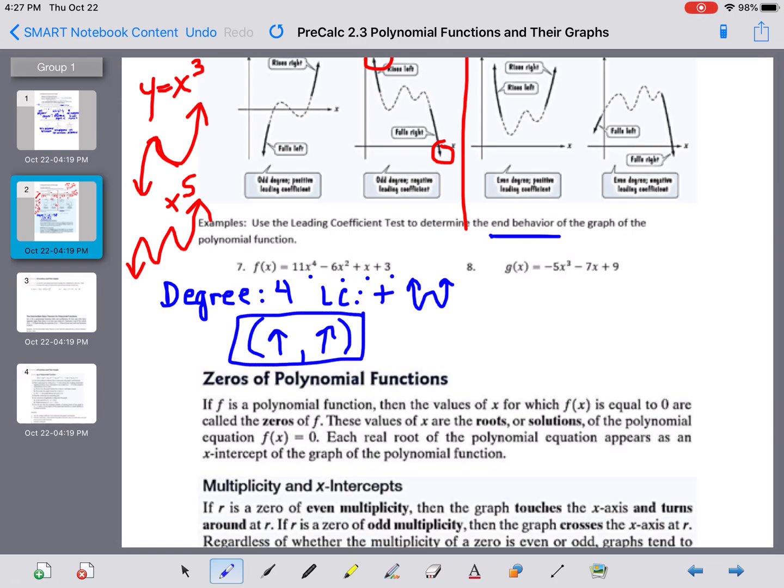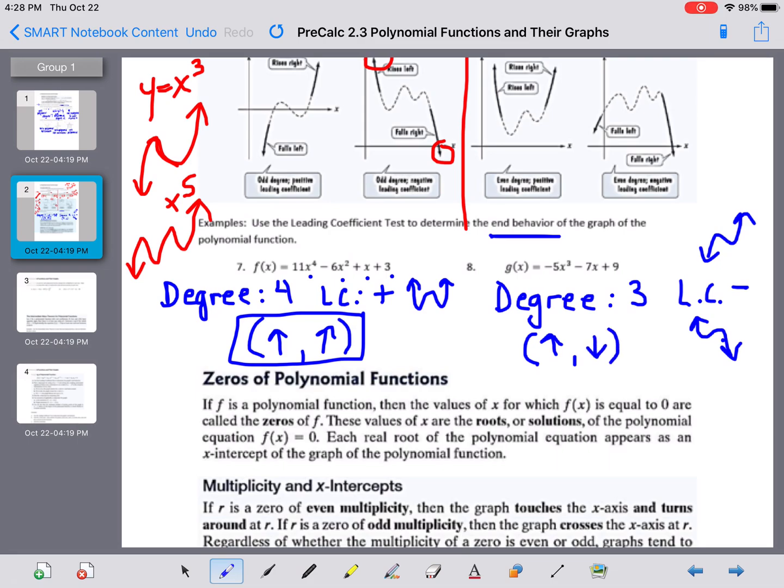For number 8 with g of x, this is an odd function. I have degree 3, so it's odd, which means the ends go opposite. My leading coefficient is negative, which means that usually I start low, but this time I'm going to start up and go down, so it flips the pattern. My end behavior is on the left it's going up, on the right it's going down. So that's my answer there for degree 3.